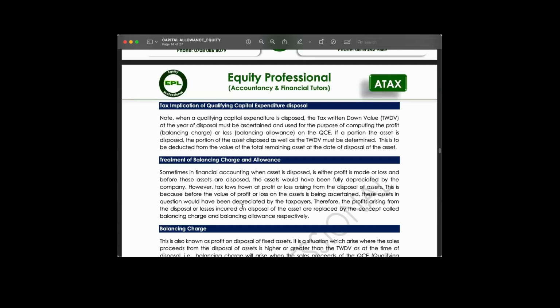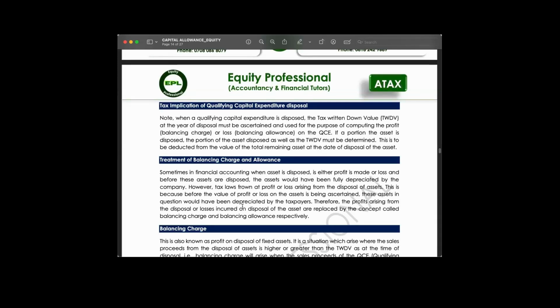What is balancing charge? Balancing charge will arise in a situation whereby the company's sales proceed exceed the tax nominal value of the asset at disposal. Let me say it again. I am saying the sales proceed exceed the tax nominal value at disposal. Therefore, balancing charge will occur when your sales proceed is greater than your tax nominal value at the point of disposal. Balancing charge will occur.